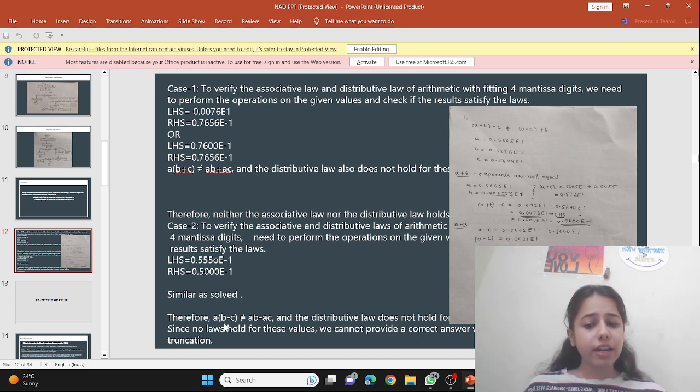Here we can see therefore a(b minus c) is not equal to ab minus ac, and the distributive law does not hold for this. Since no law holds for these values, we cannot provide a correct answer without truncation.